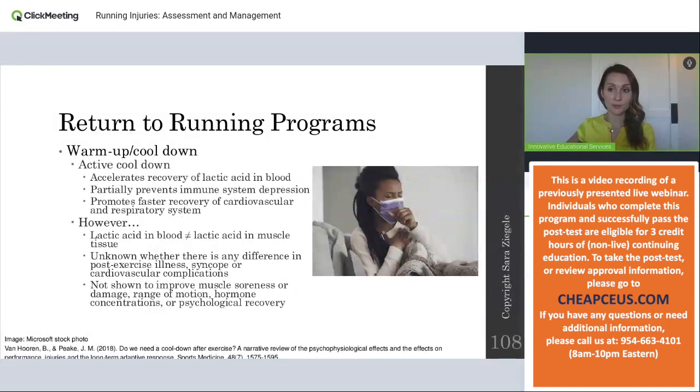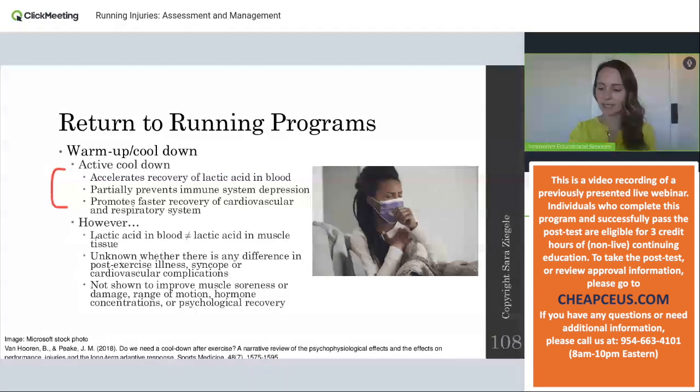And then when it comes to the cool down, we know that active cool downs can accelerate recovery of lactic acid in the blood. It can prevent immune system depression and promote faster recovery of the cardiovascular and respiratory system. So if you took that in a vacuum, you would say, well, then it sounds to me like a dynamic cool down is recommended.